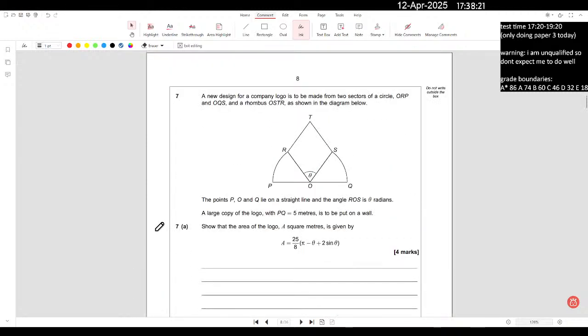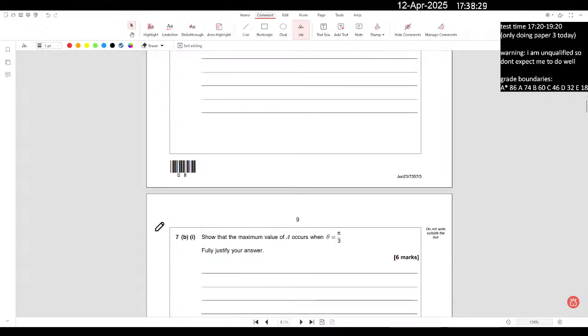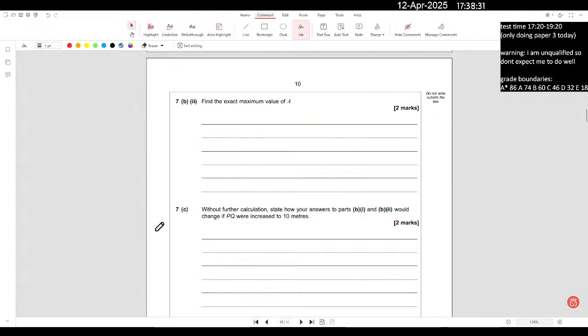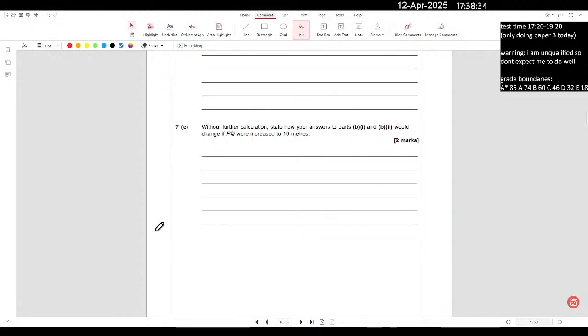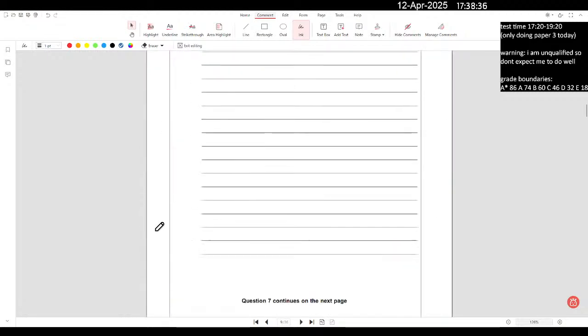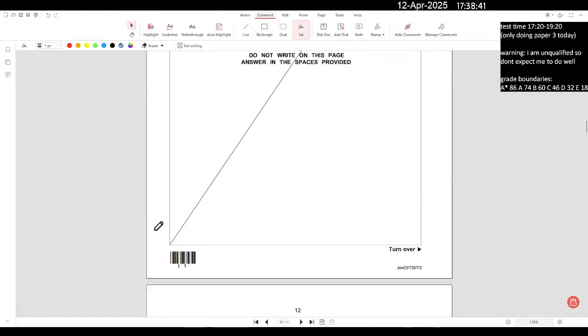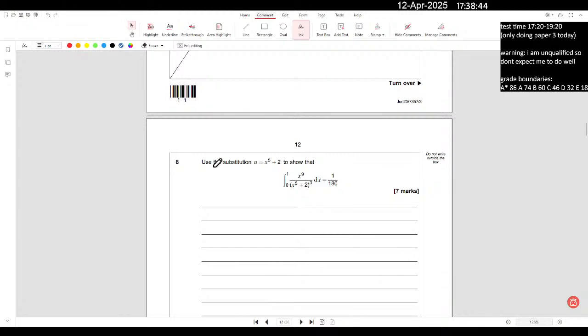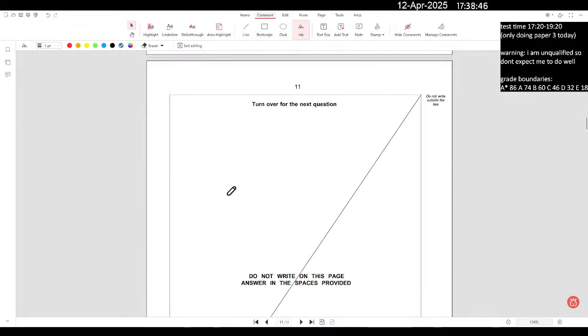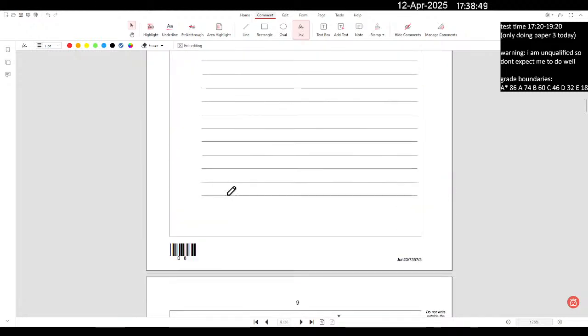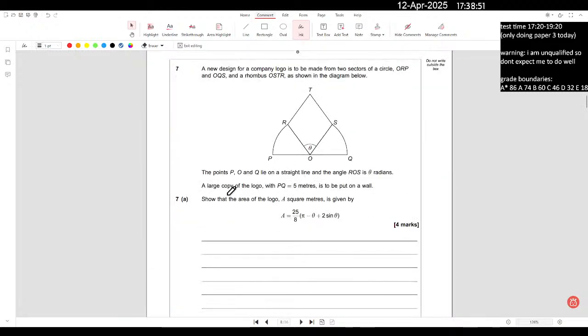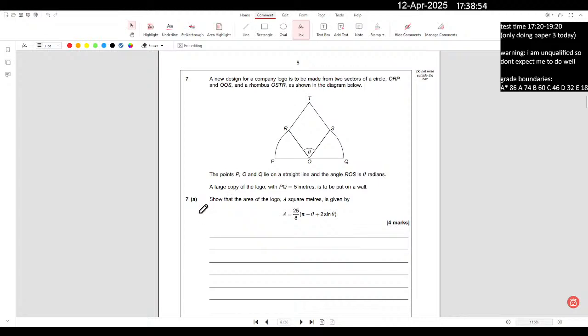Okay, the area of the logo. What? How do you do this? Okay, this looks like trigonometry, or I don't know. This is a very high mark question. Oh my god! Use the substitution. Oh no! Integration by substitution. I don't think I can do that, as I don't know how to do that. I have no idea what's happening. At least with that.